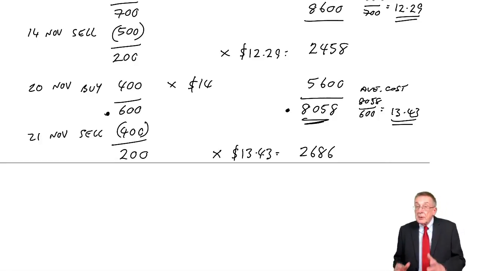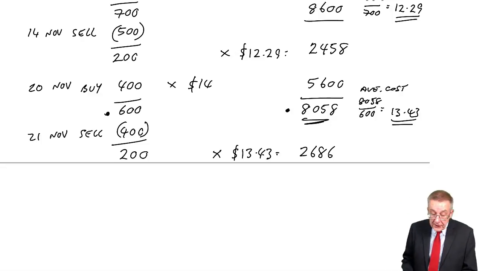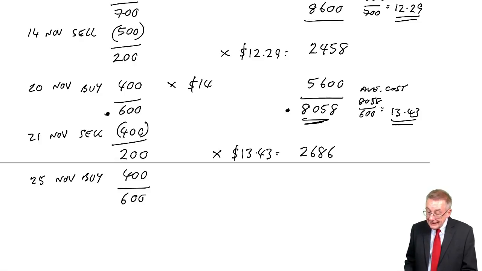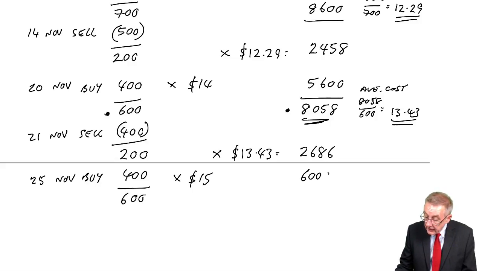Now we're nearly there. If you think you're happy with what's happening, perhaps pause the lecture and finish it yourself and then start again and check me. But otherwise, let's finish it off. Next thing, 25th of November, we buy some. Well, buying, no problem. You just add them on. By 400, you have now 600. Those 400 cost 15, 6,000. Total cost 8,686.